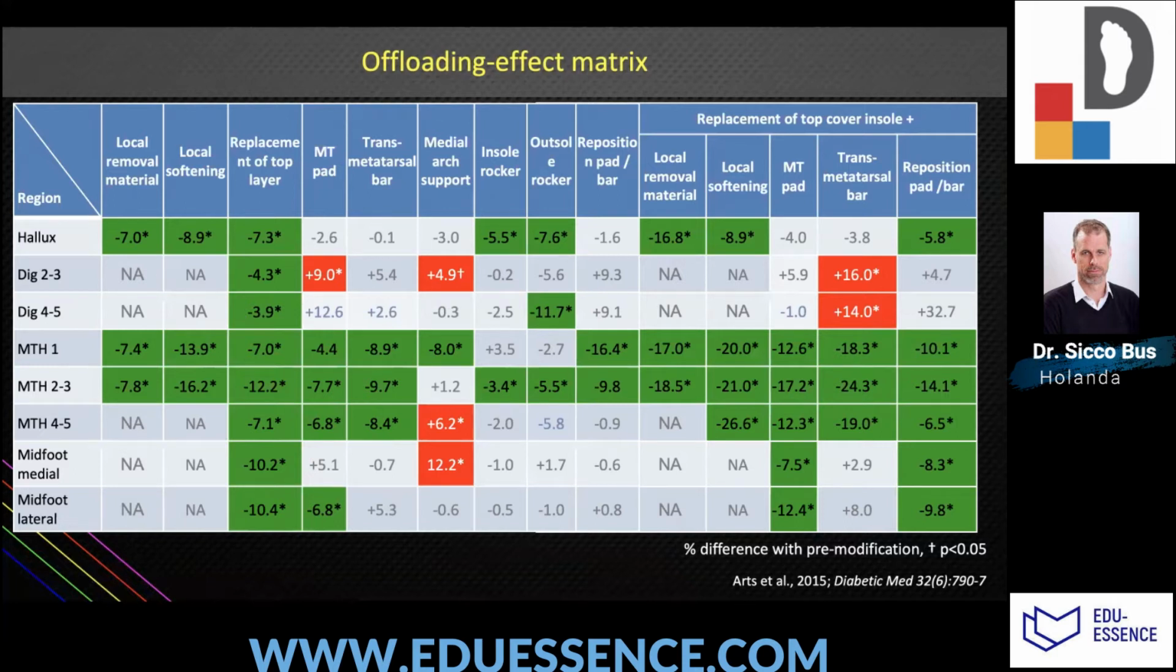So, for example, providing local softening for the metatarsal head 2 and 3 gives a peak pressure reduction of about 16%. Or the combination of design elements such as local softening and replacement of the top cover gives a 26% relief of peak pressure at the 4th and 5th metatarsal head. Now, this can not only help the prescribing team and the shoe technician in defining what to do when measured pressure is high, but also can be used to incorporate in a very initial design of the footwear, where actually in-shoe pressure analysis is not needed.